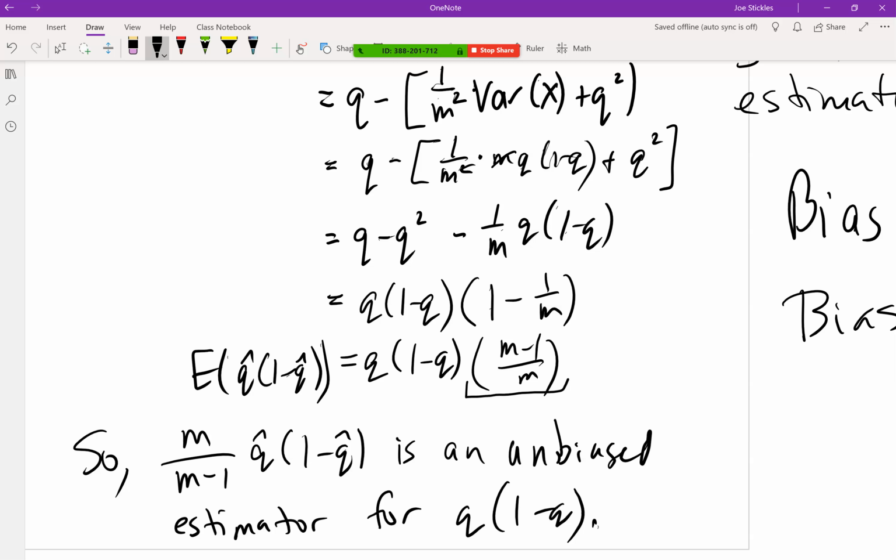So if I do the expected value, if I put this m over m minus 1 piece in here, multiplying that q hat times 1 minus q hat, I could just move it out in front because it's a constant and it'll cancel the m minus 1 over m. Other questions on that one?